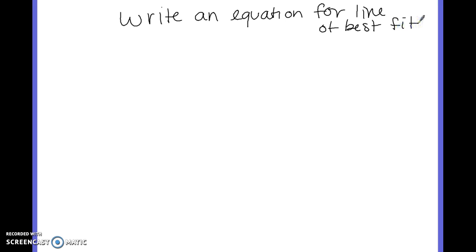And the first step that you're going to do is draw a line of best fit. And we've already talked about that it needs to be proportional to the scatter plot that you're given. So you draw your line of best fit.